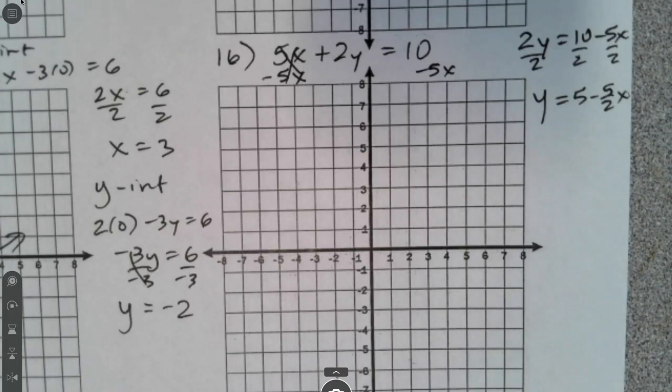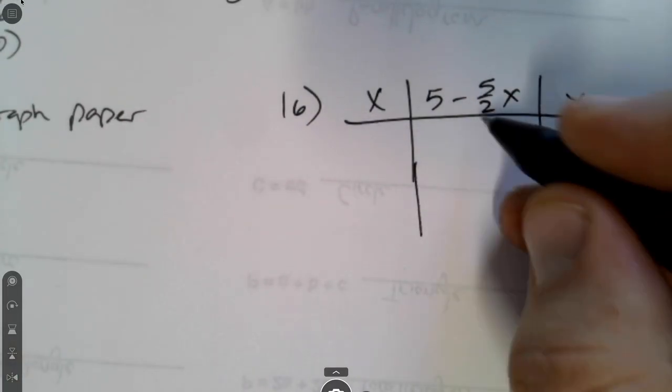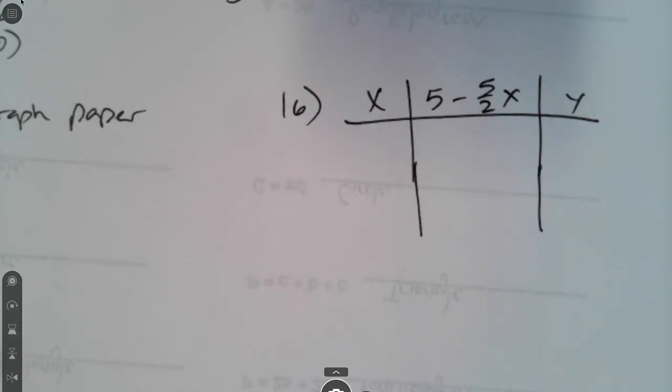Okay, for the sake of space, I'm going to put the work for that on here. So 16, I'm going to create a table. We have 5 minus 5 halves x. So I recommend when you have a fraction as a slope, instead of doing 0, 1, 2, you can do that. You'll just get fractions and decimals, and nobody wants that.